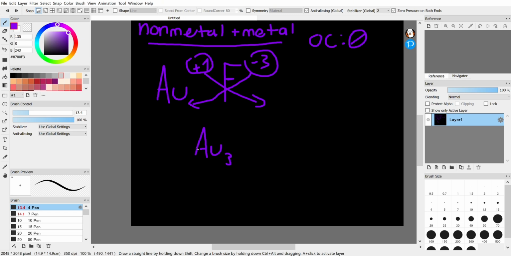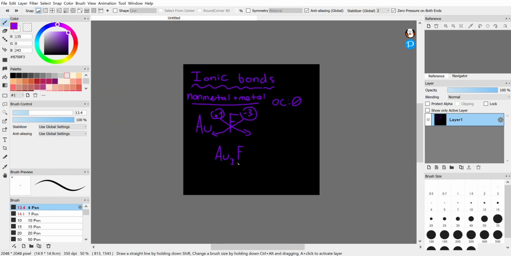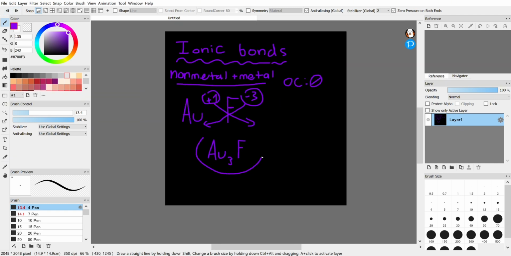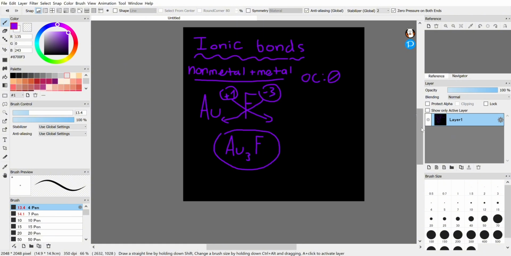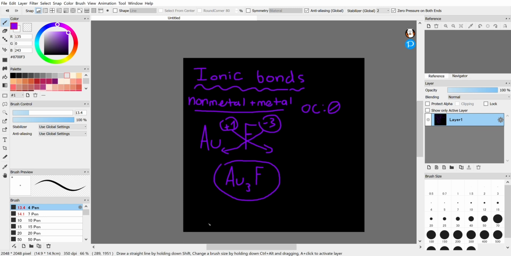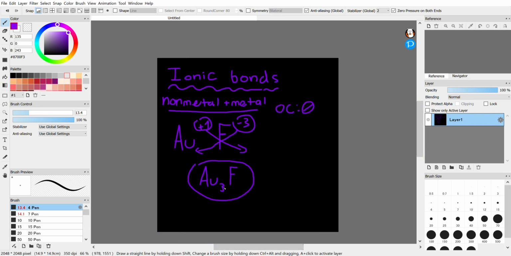So now we have gold, and now we have fluorine. And fluorine only has 1, so you don't need to put the 1. I mean, you can put the 1 if you want, but it's not necessary. And that is how you would write the bond for this ionic bond, which is gold and fluorine. So for my buddy in chem, if you ever see this on the test, that is what our teacher would probably be asking for if she said to name the bond.